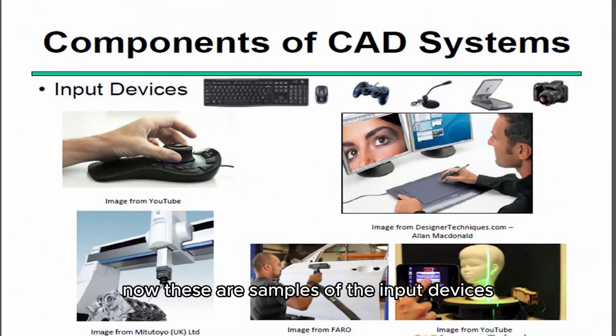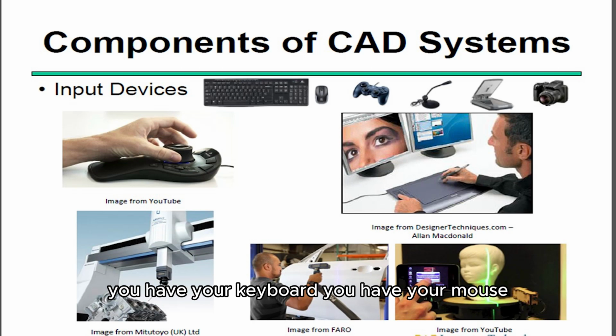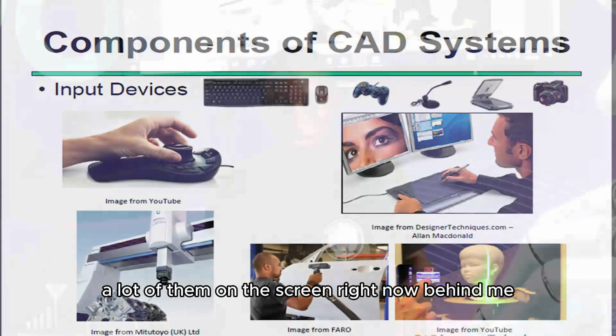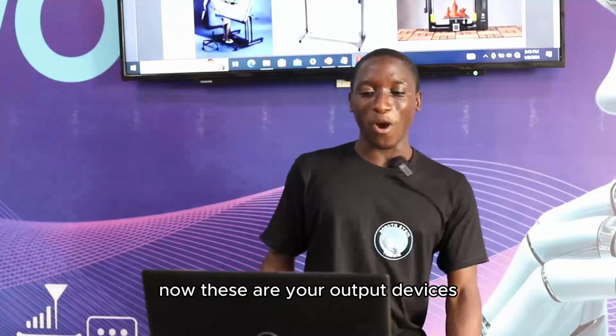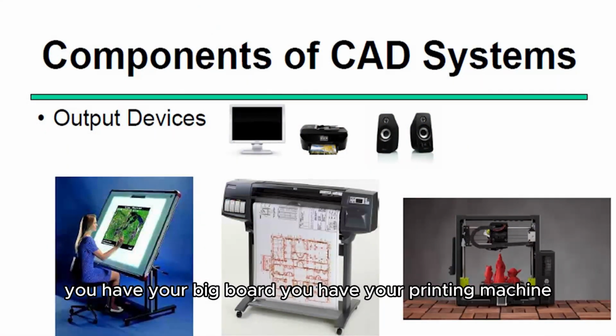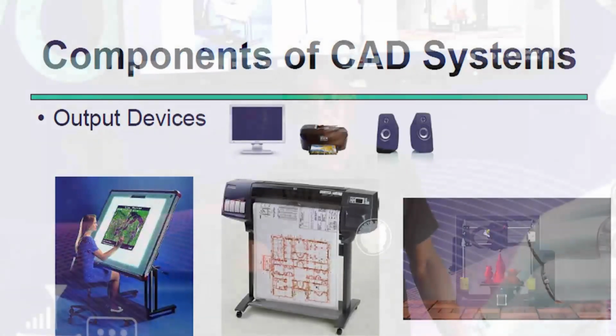Now, these are samples of the input devices. You have your keyboard, you have your mouse, you have your gamepad, your joystick, your drawing pad, your camera. There are a lot of them on the screen right now behind me. Now these are your output devices. You have your big board, you have your printing machine, and you have your 3D printer.